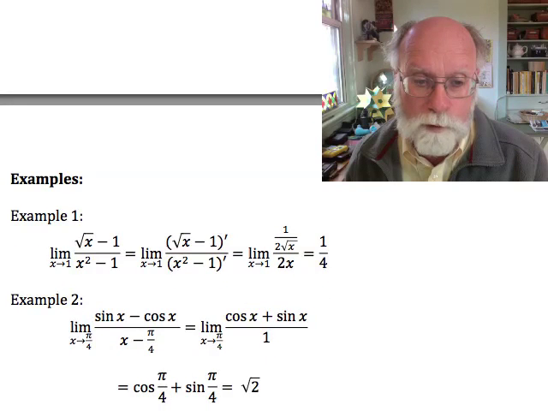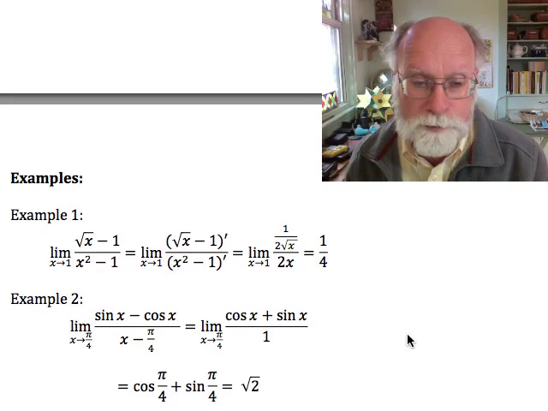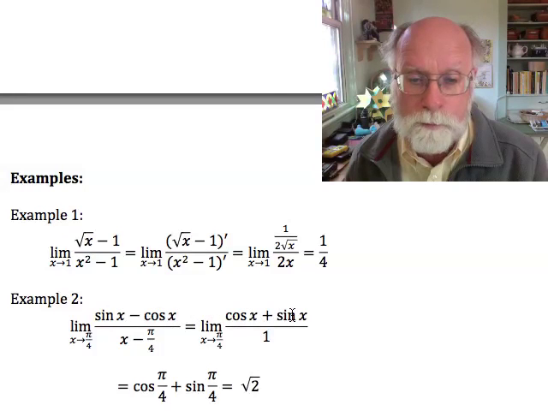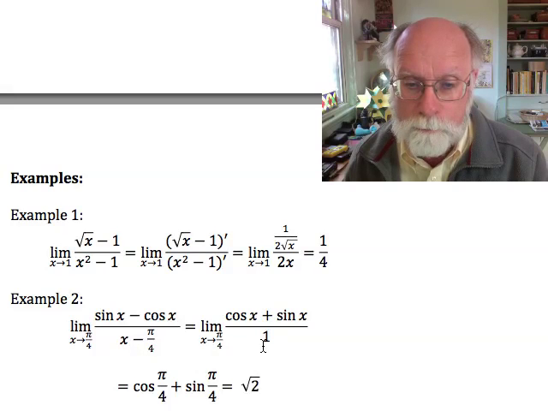Let's do one more example that's a 0 over 0 form. We saw this one before. We take the derivative of the numerator. The derivative of sine is cos. The derivative of cos is minus sine. So we have minus minus sine, which is plus sine. The derivative of x minus pi over 4 is just 1.